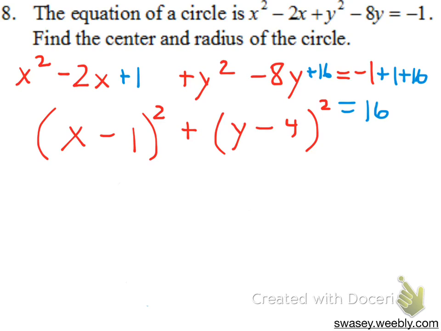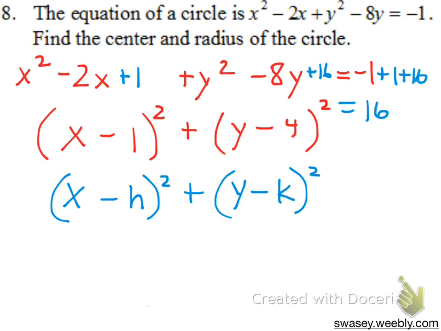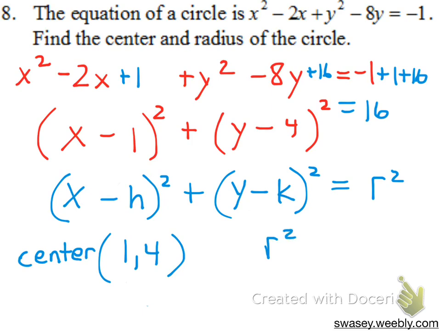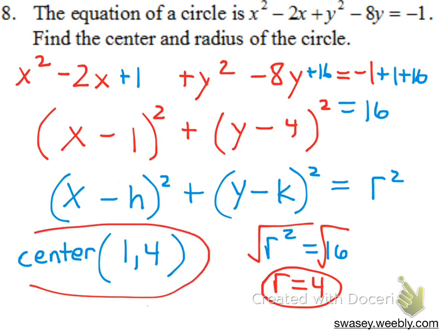So now we have it in center radius form. Center radius form is x minus h squared plus y minus k squared equal to r squared. So we can look at it and tell that the h is 1 and the k is 4. So we have a center at 1, 4. And then our radius squared is equal to 16. So we'll square root both sides. Only a positive answer makes sense for side length. So our radius is 4 and our center is 1, 4.